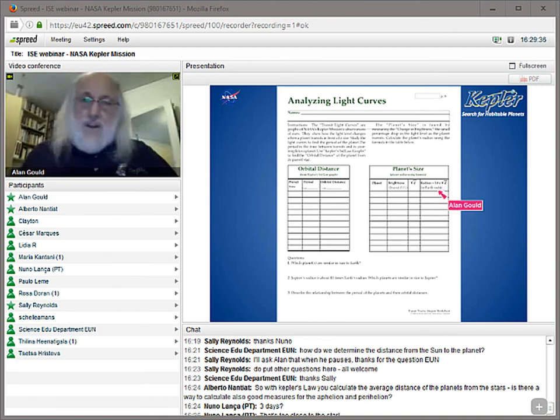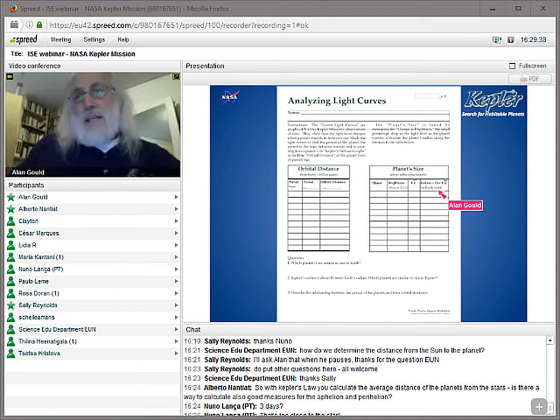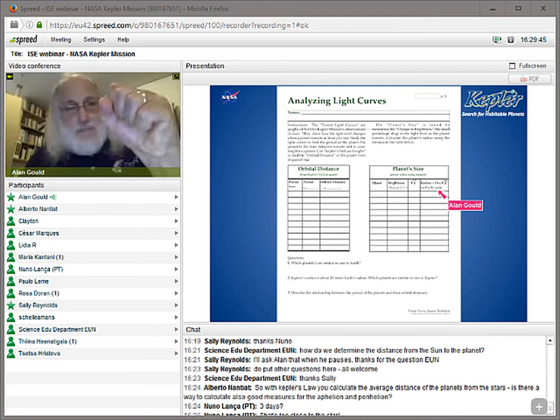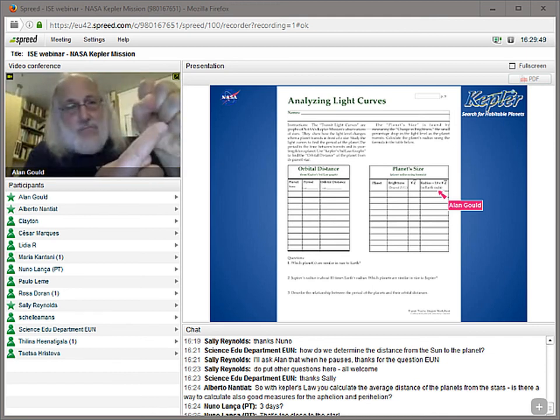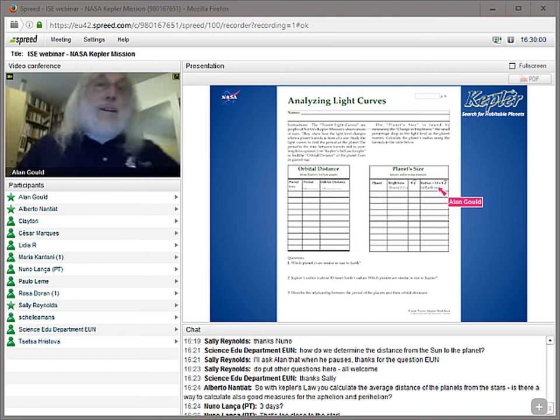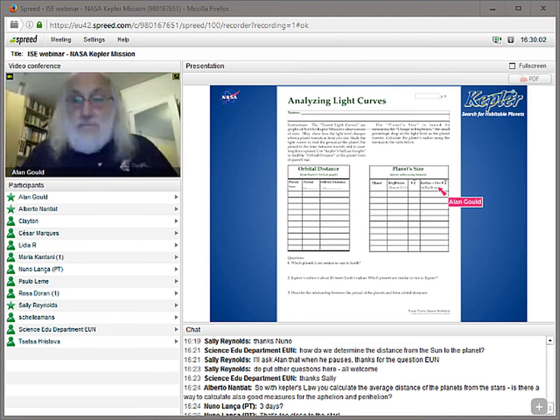Now that's actually pretty straightforward math if you have a class that wants to do the math. Basically, if you look at my image here, the star is there and the planet in front, it's the area of the star divided by the area of the planet, or vice versa. It's the area of the planet divided by the area of the star that gives this formula here. I leave it as an exercise for you to derive that. So they can figure out the average distance and the planet size.